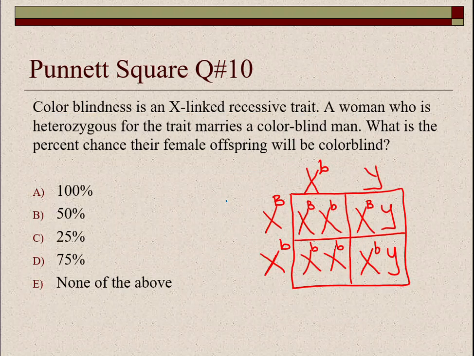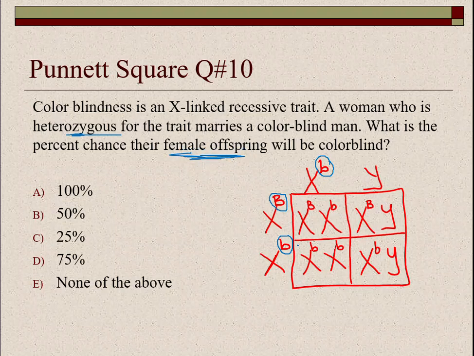Right? Here's another one. Let's try this one. Here again, we're dealing with color blindness, X-linked recessive, but this time the woman is heterozygous for the trait. So she has a dominant and a recessive allele, and we can see that here. Now she's married to a colorblind man, so he has the recessive allele. He only needs one because he has just one X chromosome. What is the percent chance that their female offspring will be colorblind?